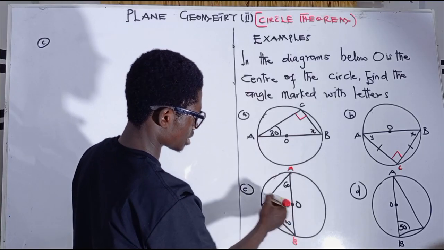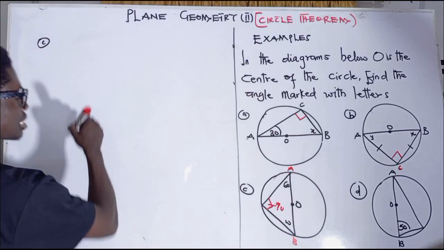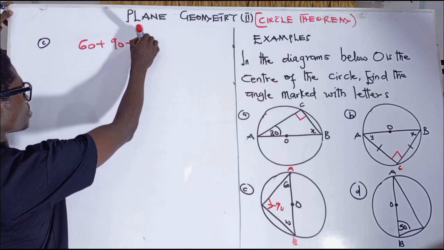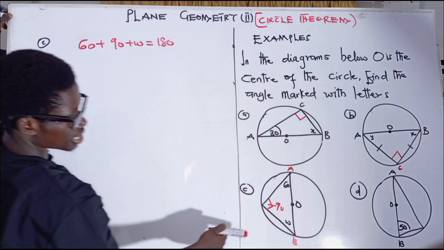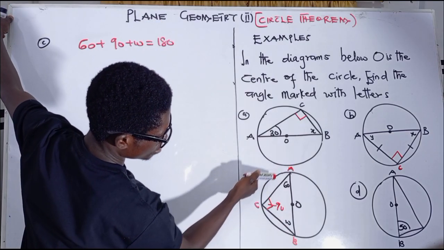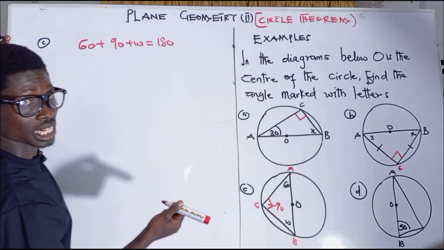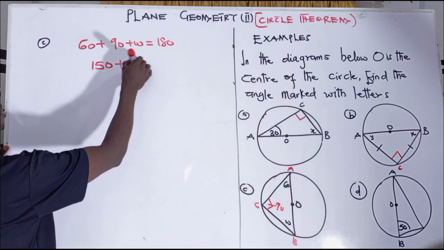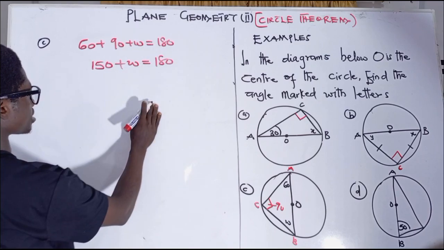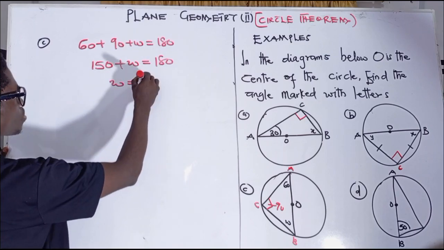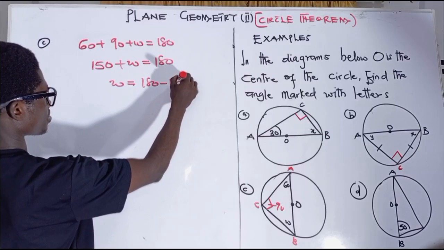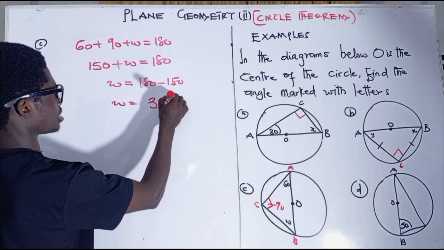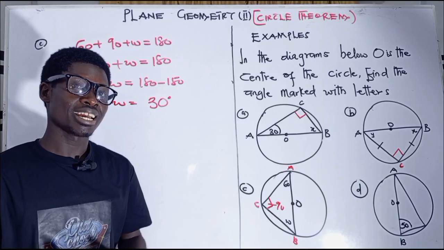So to find angle W, we add this to this to this, equate it to 180 degrees. You know that this is 90. So we can say that 60 plus 90 plus W should give us 180, because let's call this triangle, because ABC is a triangle. Good. So this is going to give us 150 plus W is equal to 180 degrees. So you can say our W is equal to 180 minus 150 degrees. So we can say that our W is equal to 30 degrees.